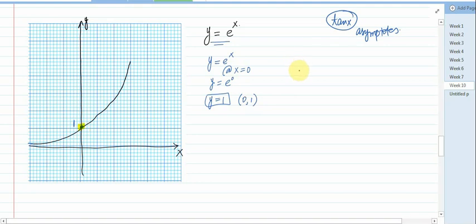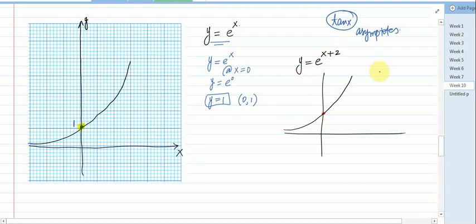Let's suppose you have y equals e to the power x plus 2. The graph will show the same behavior. The difference is that this point won't be (0, 1). When you place x as 0, 0 plus 2 is 2, and e to the power 2 is a constant value that you will get on the y-axis. So at x equals 0, y equals e to the power 2.